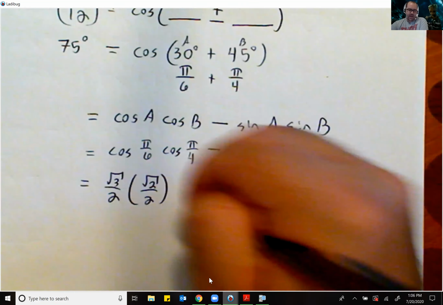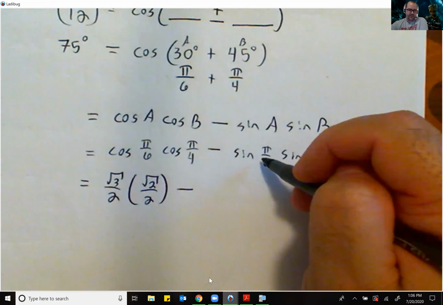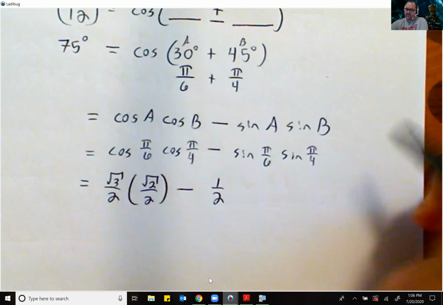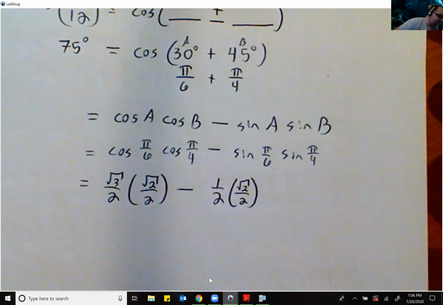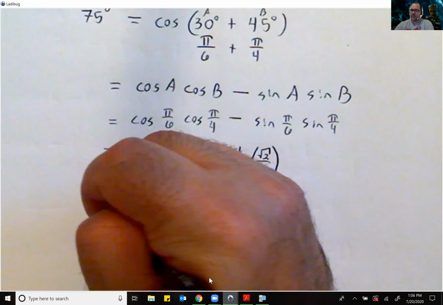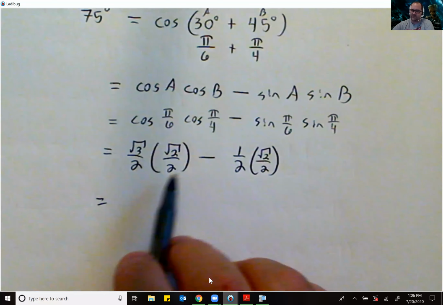Minus sine pi over 6 is 1/2. Sine pi over 4 is the square root of 2 over 2. Okay? So with that being said, we're going to multiply across the top and the bottom for our fractions first.